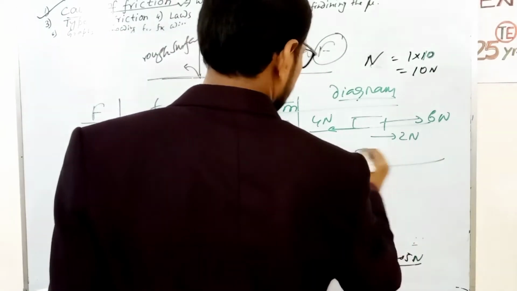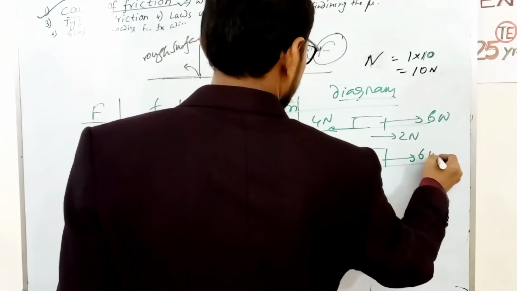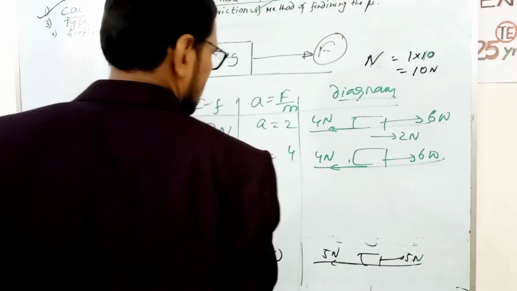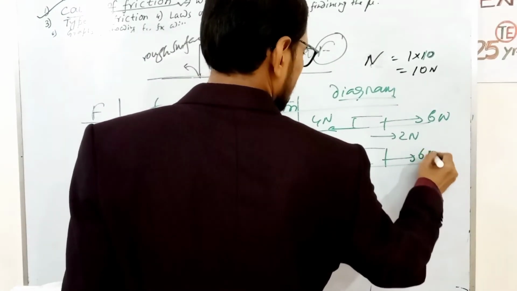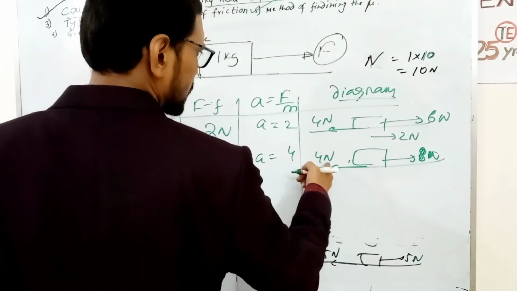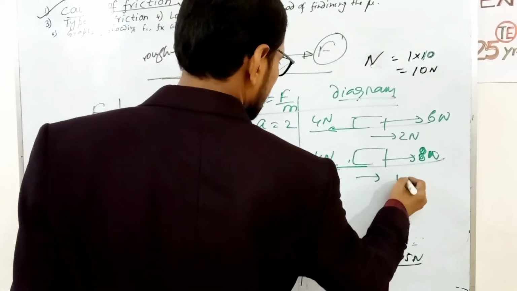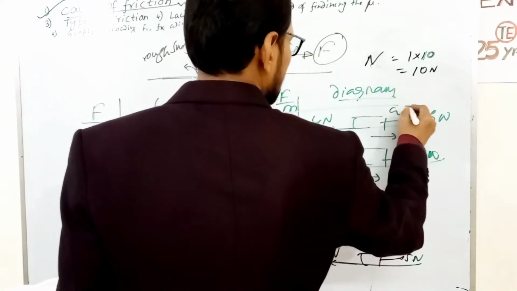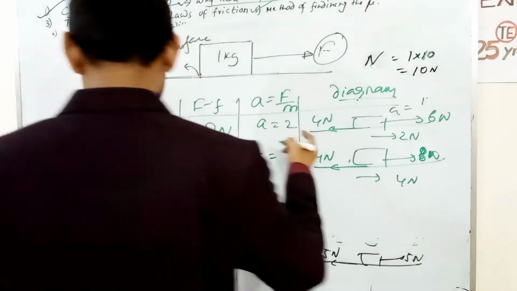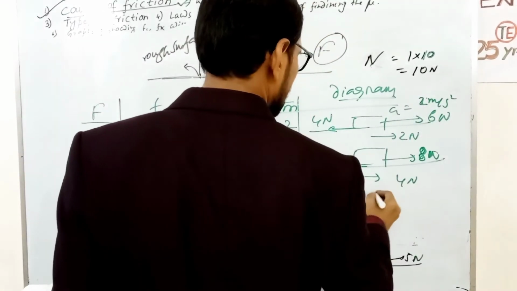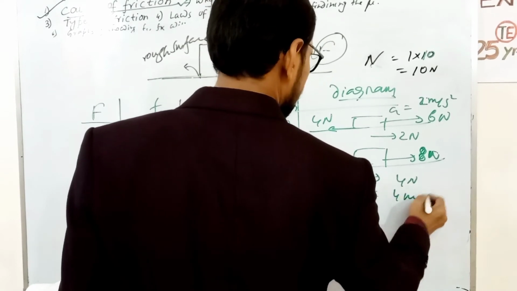So if the force is 8 newton, the friction force remains the same, 4 newton, so net force is 4 newton. So this is the diagram. Here acceleration equals 2 meter per second square, and here acceleration equals 4 meter per second square.